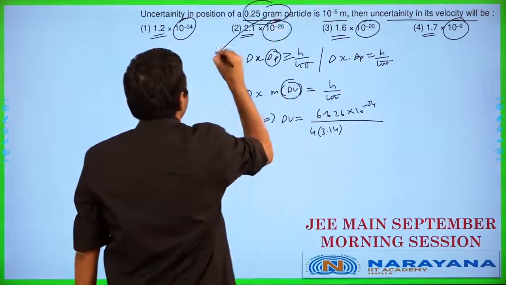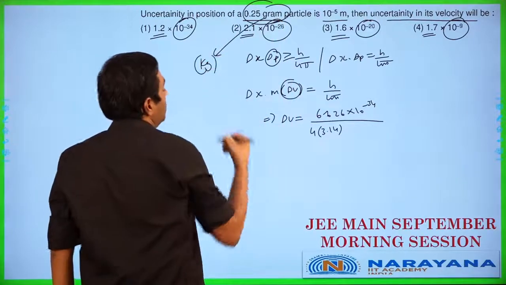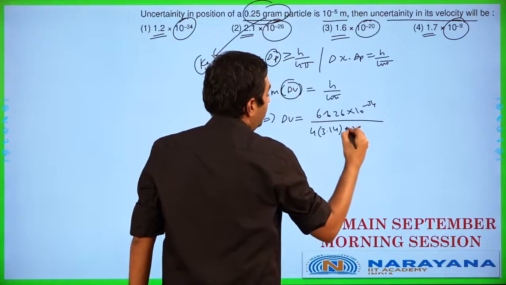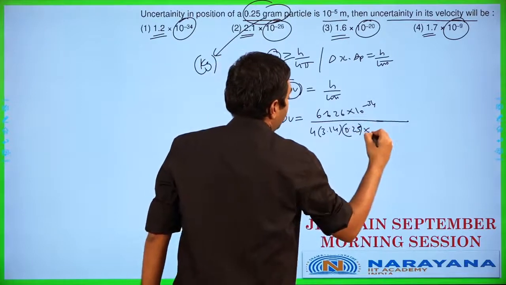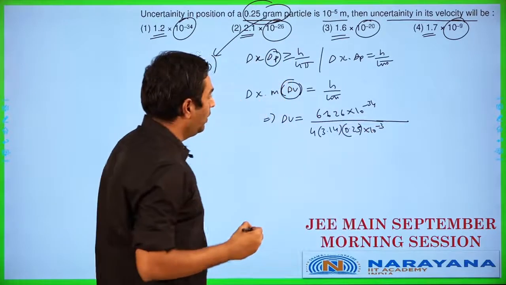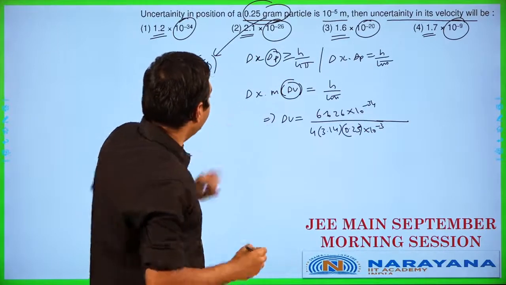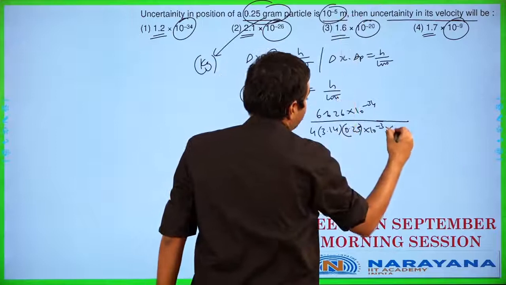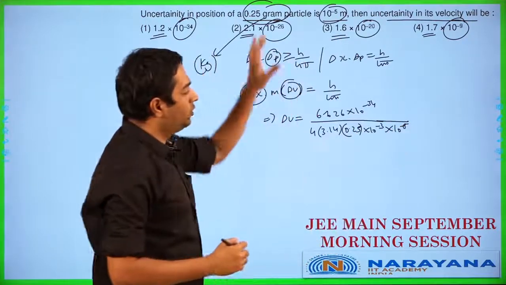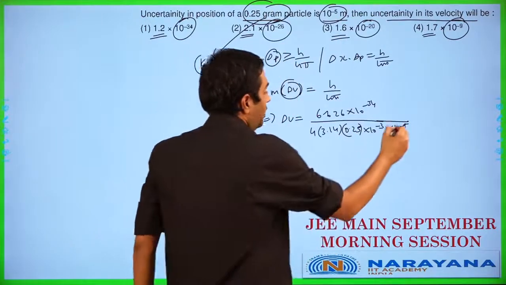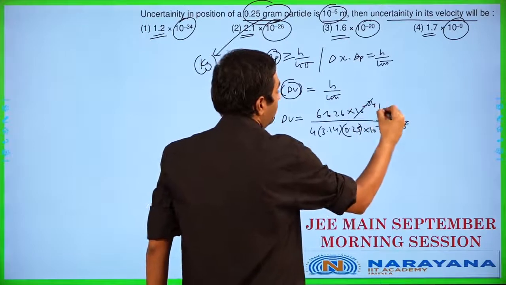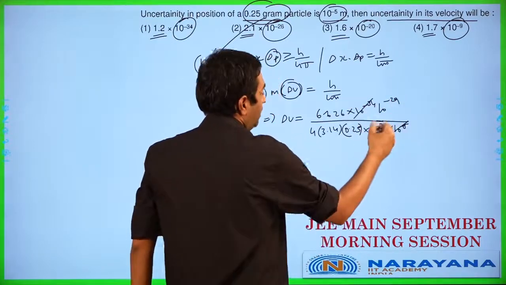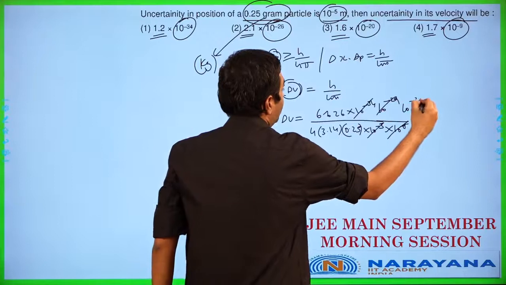Grams is not an SI unit, we need to convert it to kilograms. So it works out as 0.25 into 10 power minus 3. And delta x has been given to us as 10 power minus 5. It is given in meters itself, so we don't need to worry, it is already in SI units. The 10 power minus 5 and 10 power minus 34 work out as 10 power minus 29, and with this, 10 power minus 26.